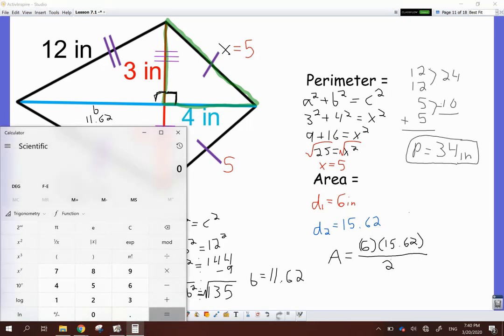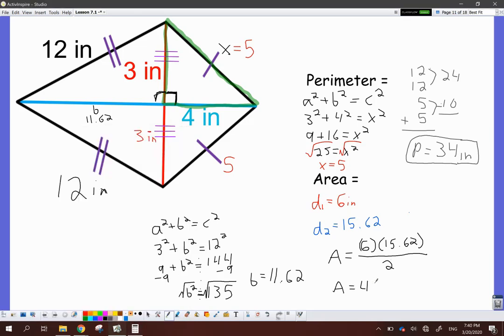And so if I plug this in my calculator, 6 times 15.62 divided by 2, 46.86. So my area here is 46.86. My units here are inches, so inches squared. So again, a little bit tricky because of this Pythagorean theorem stuff, but the area is simple as d1 times d2 divided by 2. So as long as you got d1 and d2, no problem here.